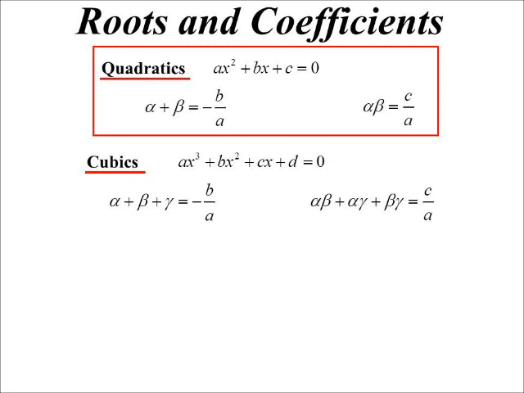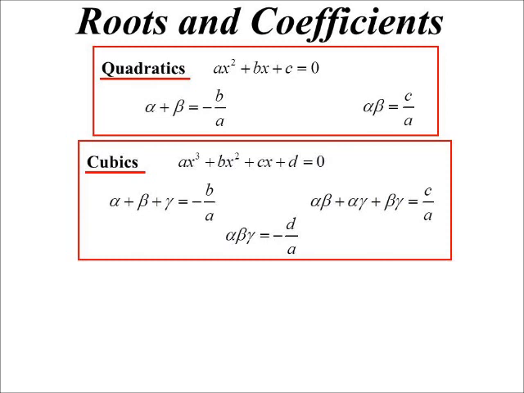But we now have an additional one, because we can now have three roots grabbed together, because a cubic, of course, has three possible solutions. And you can see how the pattern goes. It's now minus d on a. And we can keep going like that. It just goes minus, plus, minus, plus, minus, plus, and just the coefficients of the individual terms over a.